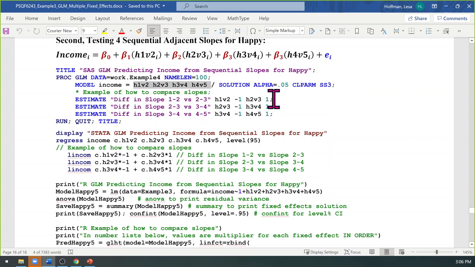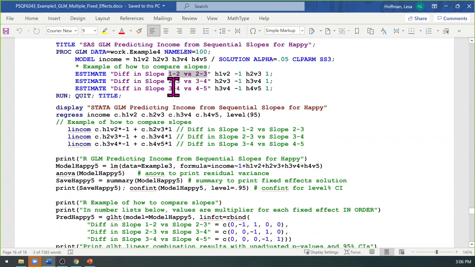And then the slope differences, here's an example of how one would do that. So in these sorts of statements, the two slopes to be compared, for instance, the slope that goes from 1 to 2 is being compared against the slope that goes from 2 to 3. The one that is listed before the versus gets the minus 1 in the code, and the one that is listed after gets the 1.